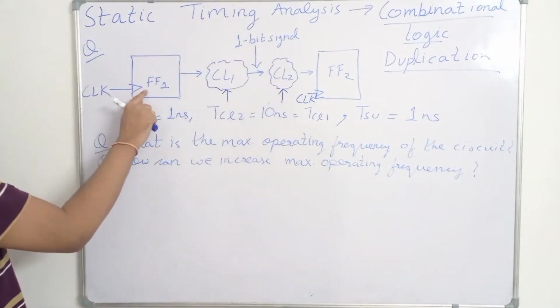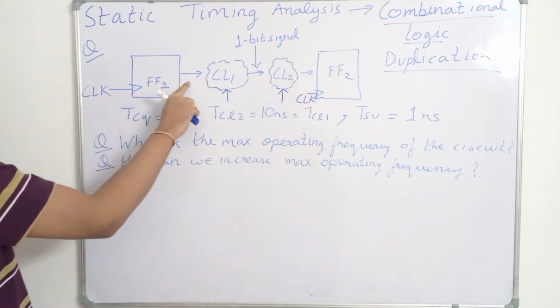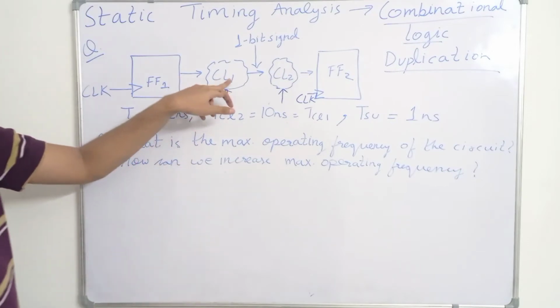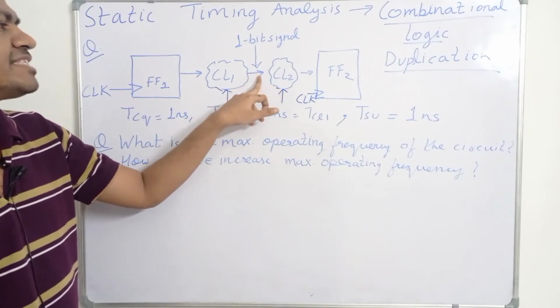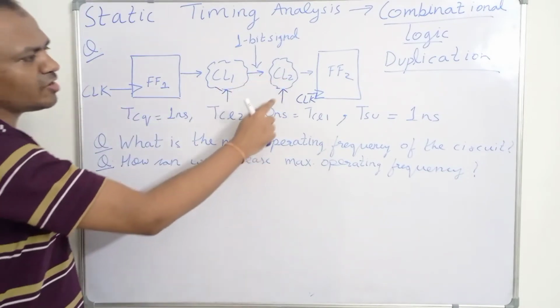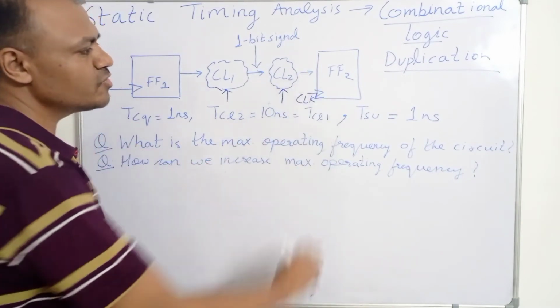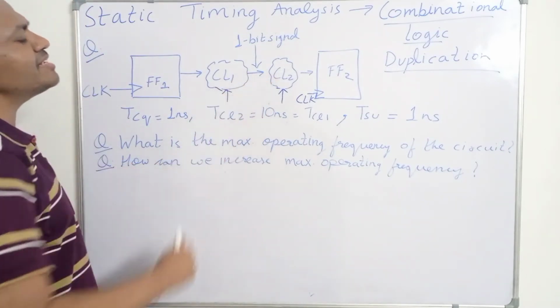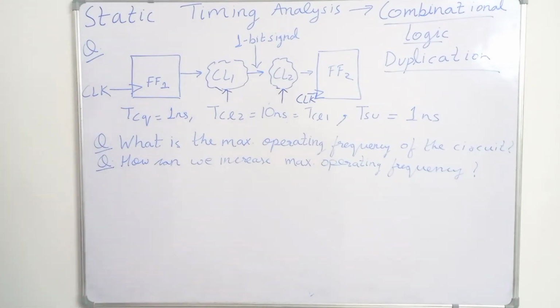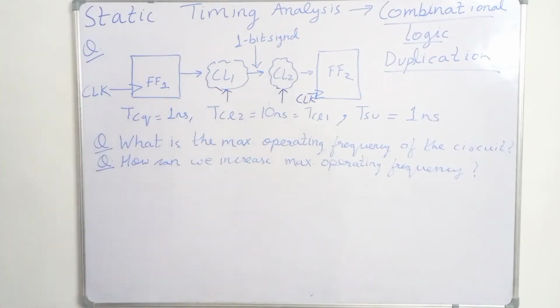So this path from flip flop 1 to flip flop 2 is the critical path. The output of flip flop 1 is fed to combination logic 1. This is the input to combination logic 1. Then the output of combination logic 1 is fed as input to combination logic 2. This is another input of combination logic 2. Then the output of combination logic 2 is going to flip flop 2. And the important part is that only a one bit signal can go from combinational logic 1 to combination logic 2. So the output of combination logic 1 will be a 1 bit signal as input to combination logic 2.